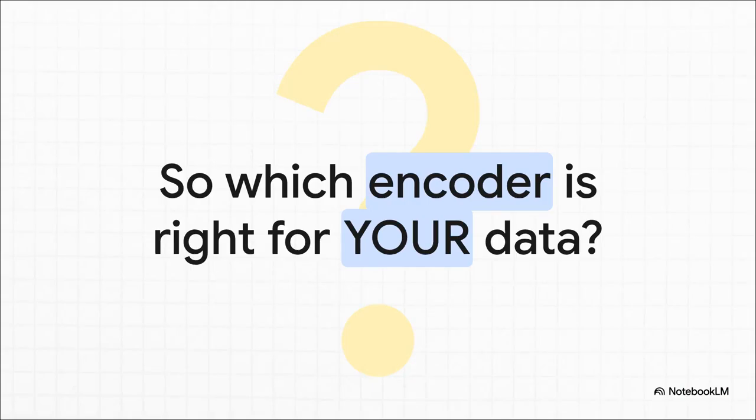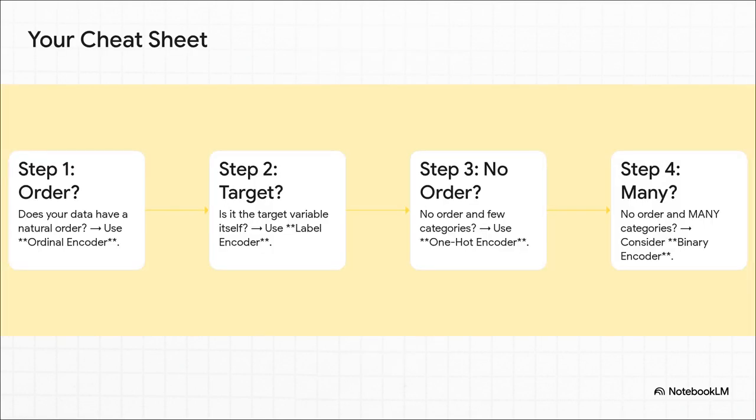Okay, so you're sitting there, you've got your data in front of you. Which encoder do you pick? Let's break it down into a super simple guide. Here's a little cheat sheet. First, just ask yourself, does my data have a natural order, like small, medium, large? If the answer is yes, Ordinal Encoder is your friend.